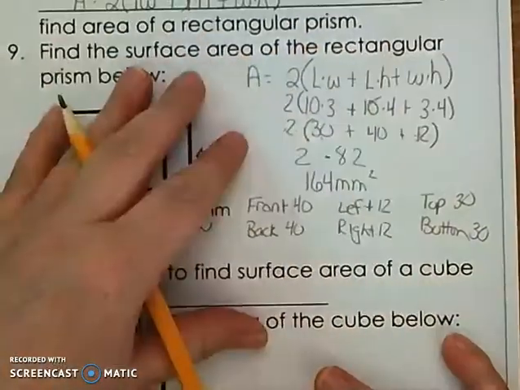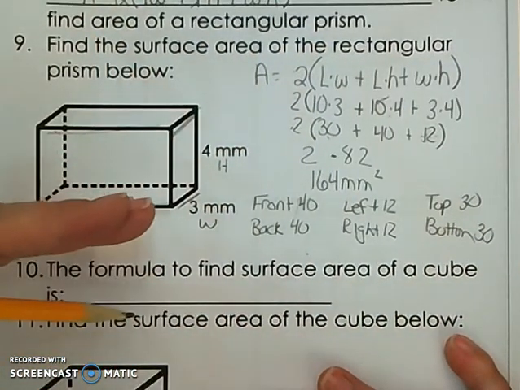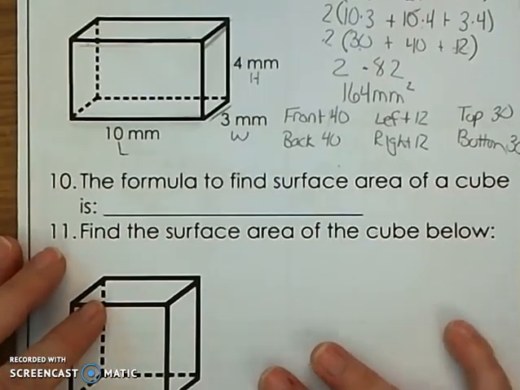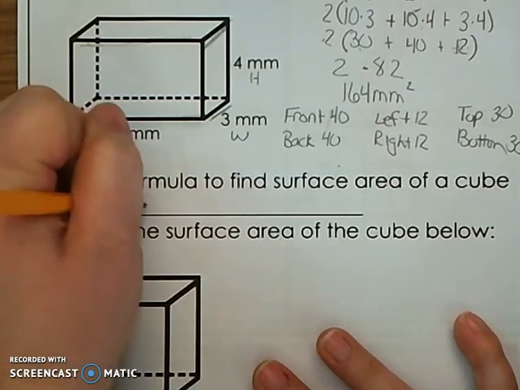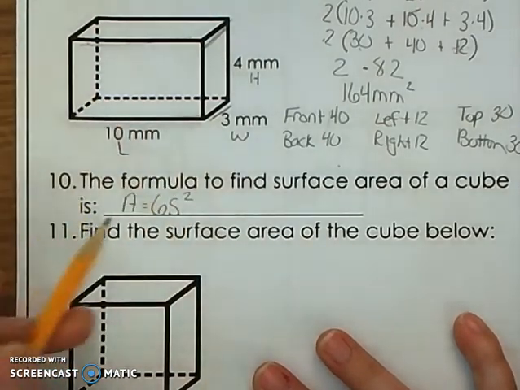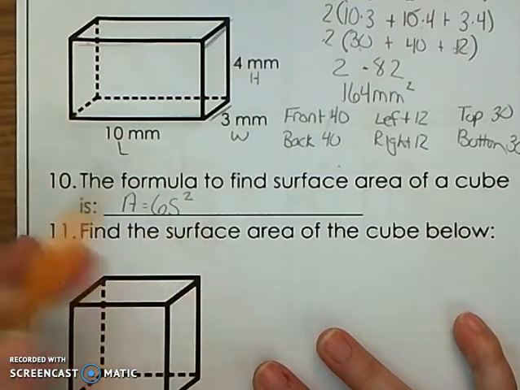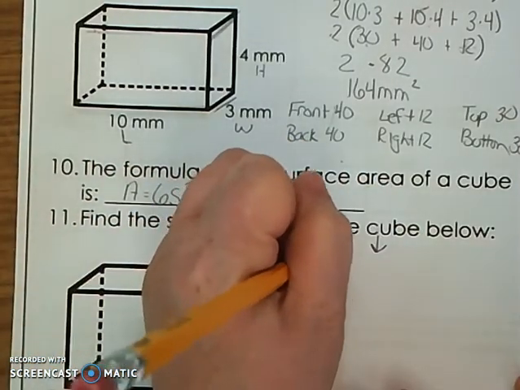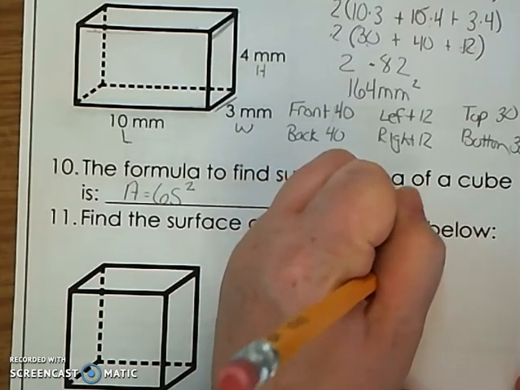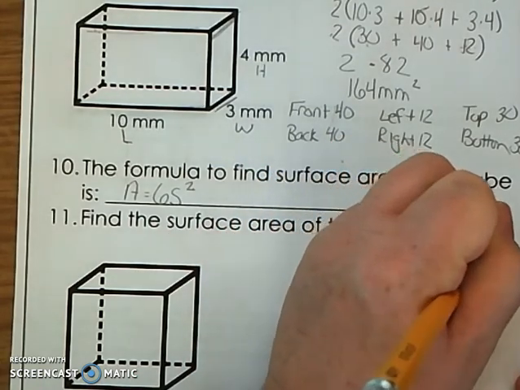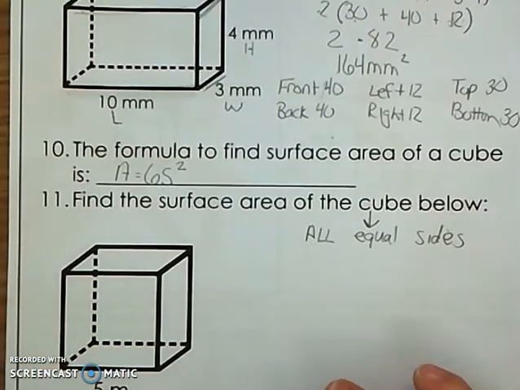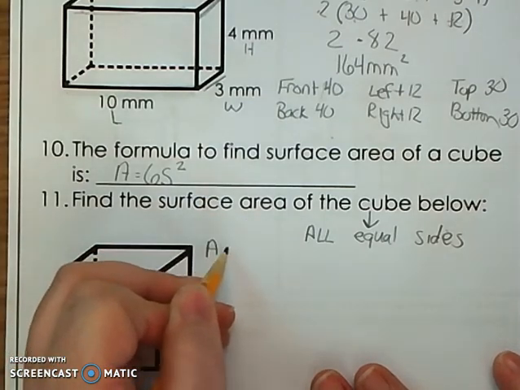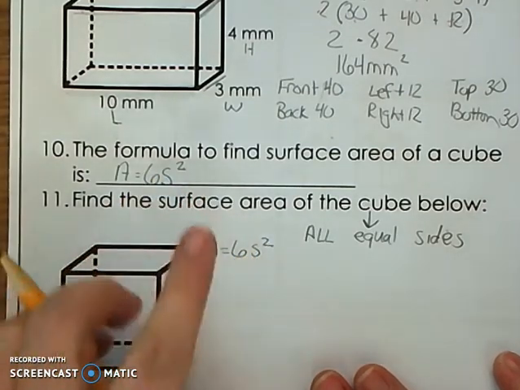Okay, so if you are confused right now, raise your hand and I'll come help you. If you're not, let's move on to number 10. The formula to find surface area of a cube is area equals 6s squared. 6 times your side squared. So remember, a cube has all equal sides. So we'll do this two ways. We'll use the formula and we'll do it the other way. So the formula is area equals 6s squared because it's a cube.